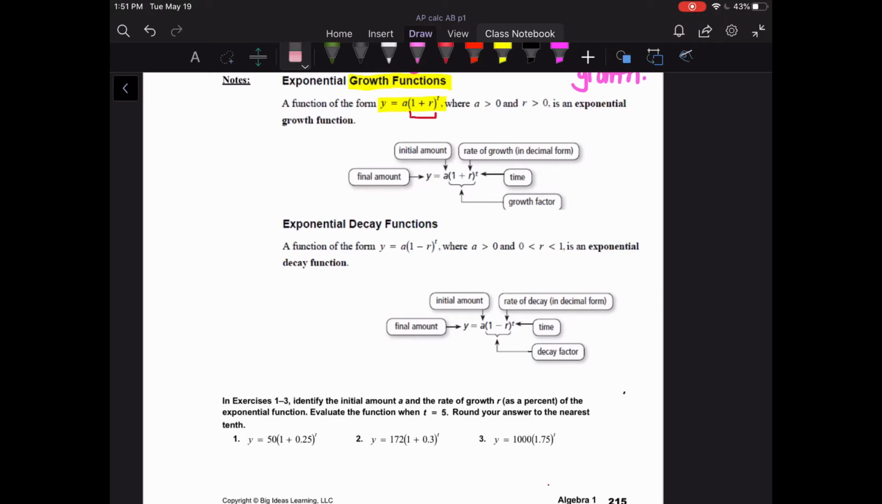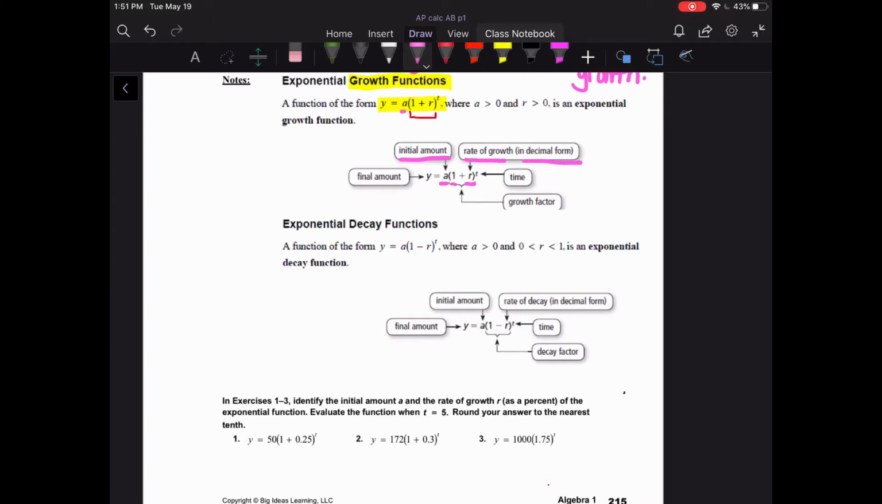And so let's break that down. Let's see what each piece means. So a, that number in front, is that starting amount. So maybe you opened a bank account and put $10,000 in there. 1 is going to be that 100% of your money. r is going to be the rate of growth in decimal form.